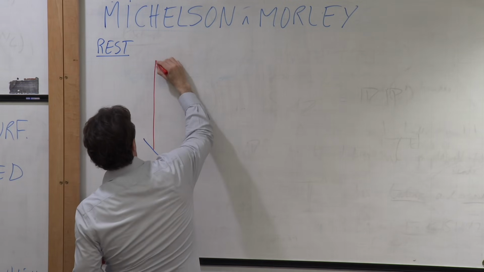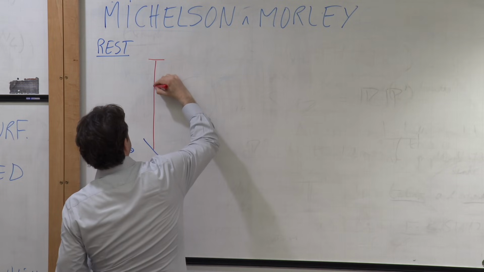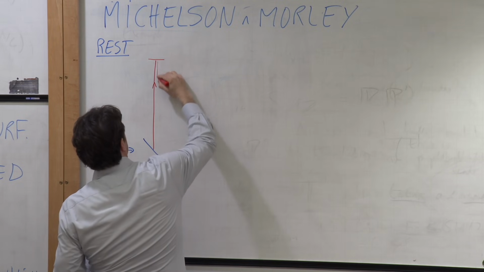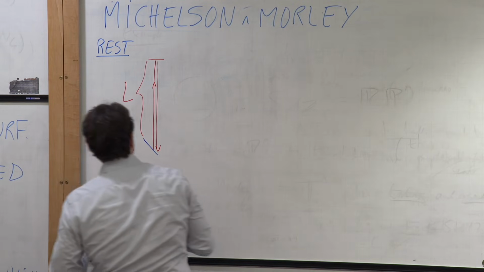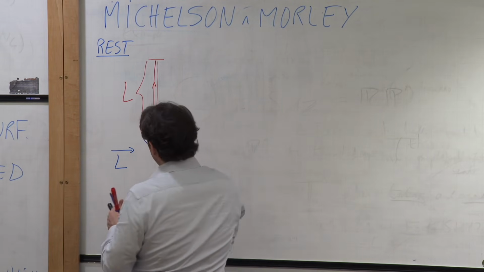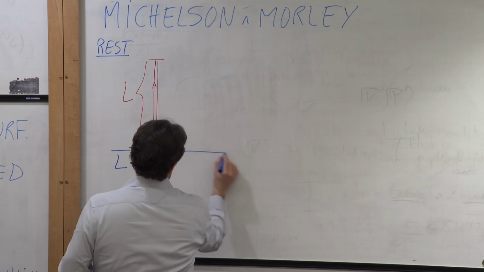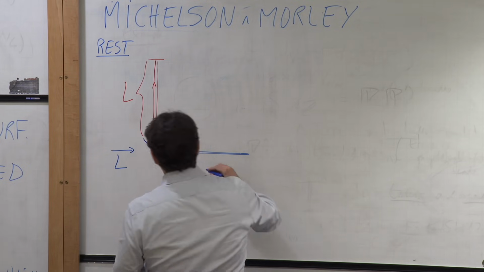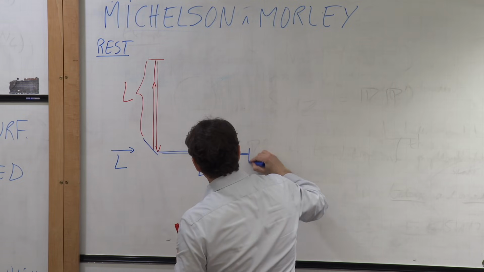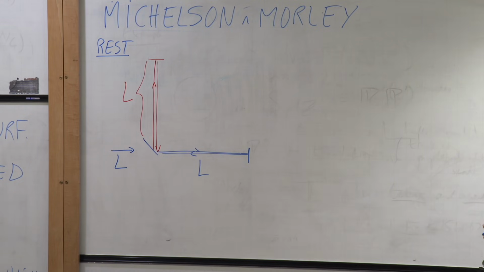A red beam goes, reflects back, and this distance is L. And the second one goes like this and goes back, also a distance L. And here is the reflecting mirror, okay?